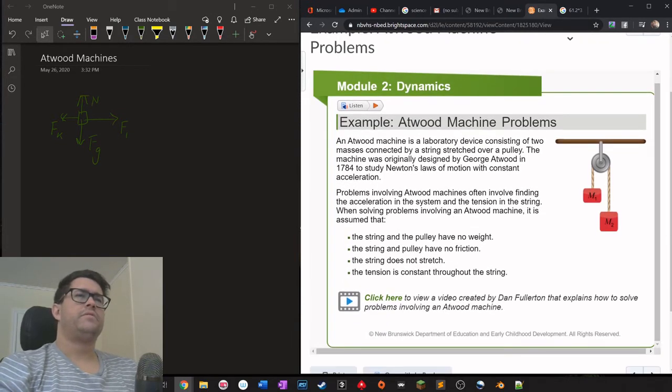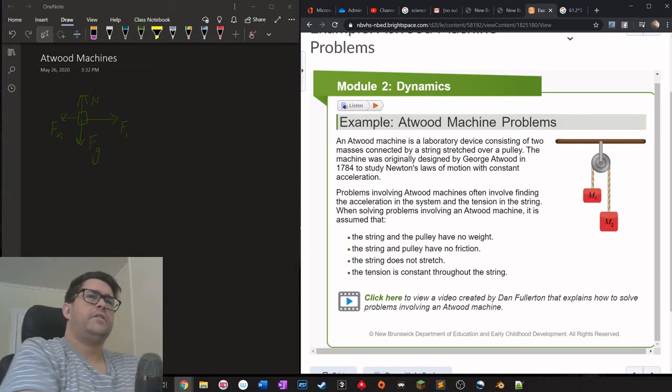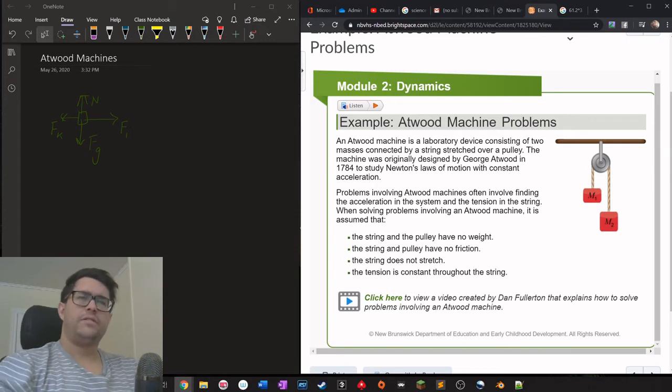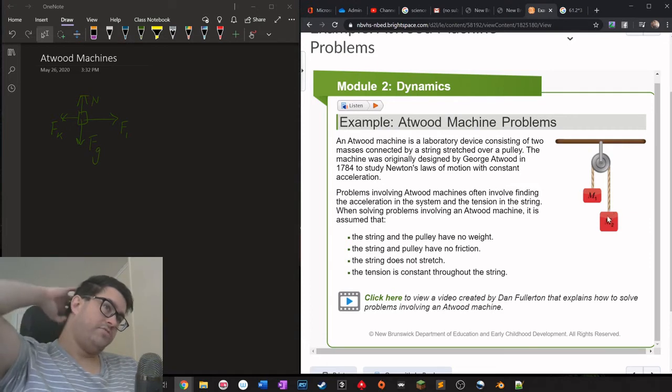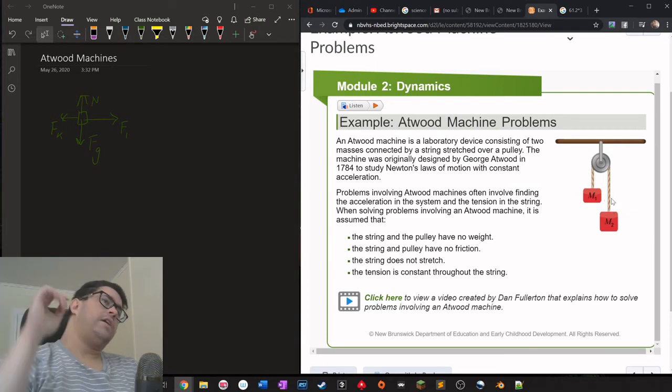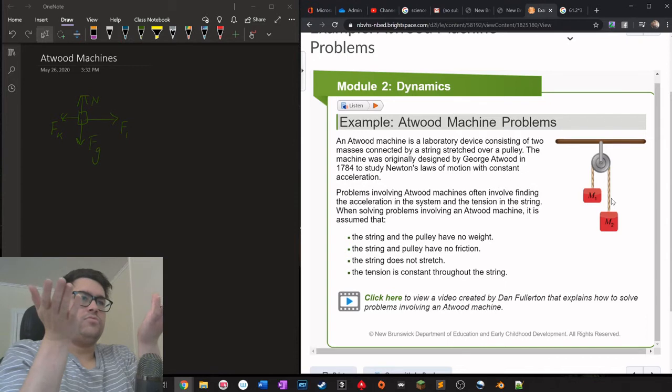An Atwood machine is a laboratory device consisting of two masses connected by a string stretched over a pulley. The machine was originally designed by George Atwood in 1784 to study Newton's laws of motion with constant acceleration. So basically, mass 2 is more massive than mass 1. If you set them and then you let them go, what do you expect to happen?